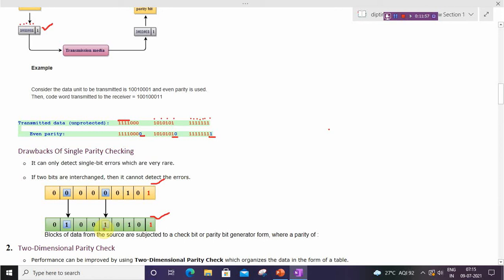Okay, so this is all about single bit parity checking. In the next class, we will discuss two-dimensional parity check and checksum.